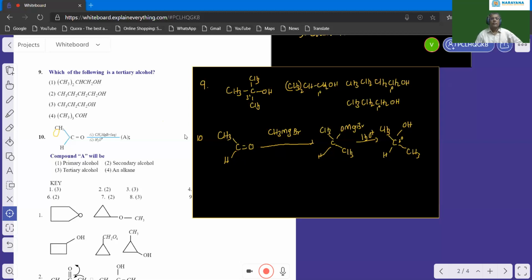And 10th one, acetaldehyde when treated with methyl magnesium bromide and followed by hydrolysis in the presence of acid gives. When methyl magnesium bromide is treated, methyl being a nucleophile attacks this carbon, and MgBr attacks oxygen and forms an addition product, which on hydrolysis with water gives an alcohol in which you find the OH attached to a secondary carbon. So this is a secondary alcohol.